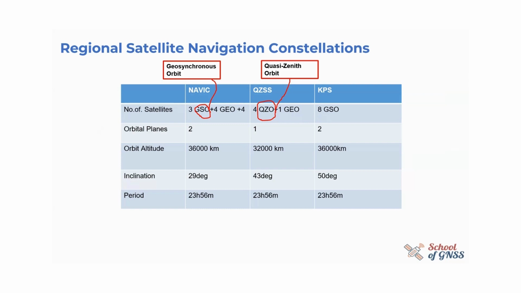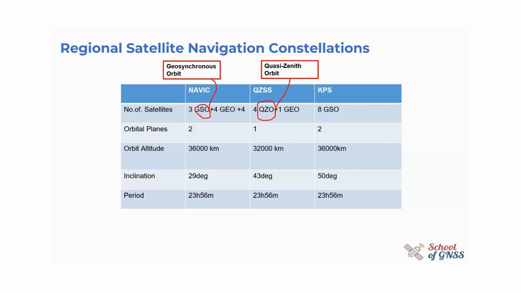Orbital planes for NAVIC is 2, for Japan 1, and for KPS it is scheduled to be 2. Altitude is 36,000 kilometers for NAVIC, 32,000 kilometers for Japan's QZSS, and 36,000 kilometers for the Korean Positioning System as well. Inclination is 29 degrees, 43 degrees, and 50 degrees, and the periods are 23 hours, 56 minutes for all of them. So it's the same for all these regional constellations.